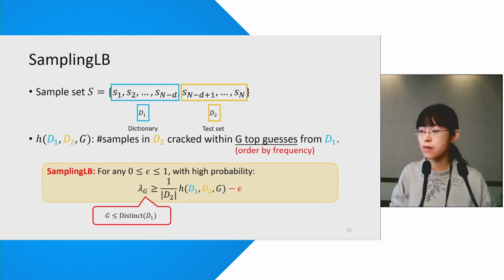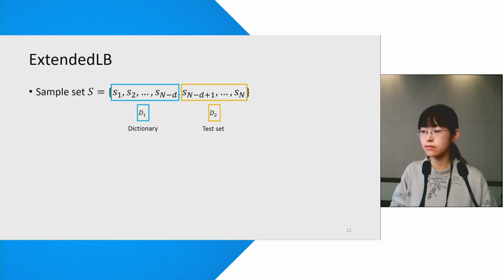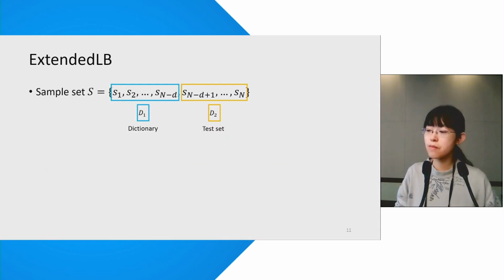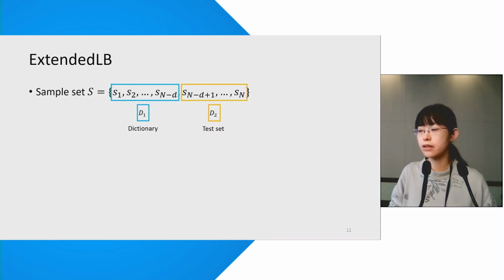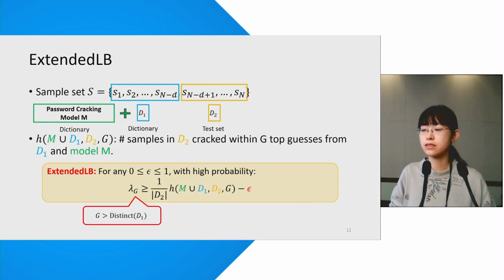To continue to crack more passwords in D2, we need to expand the dictionary, which leads to our third technique called extended lower bound. The extended lower bound is similar to sampling lower bound, except that we use a password cracking model to be an actual dictionary to crack passwords in D2 after we try all guesses in D1. This allows us to extend our provable lower bound on lambda g for any large guessing number g.